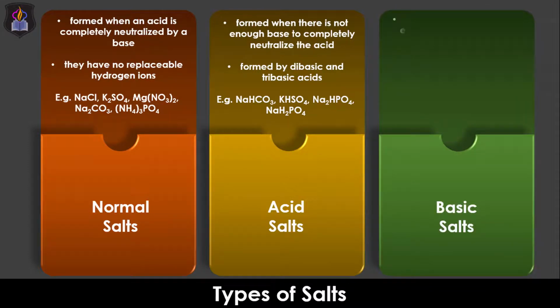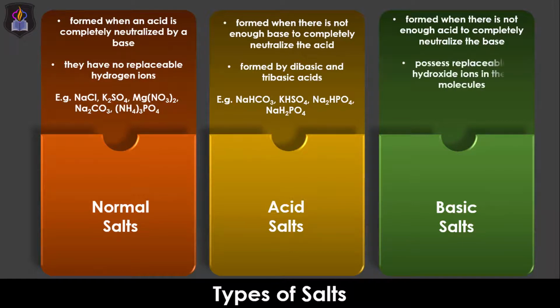A basic salt is formed when there is an insufficient supply of the acid to completely neutralize the base. In these salts, not all the replaceable hydroxide ions in the alkali are replaced by the negative acid radicals. Basic salts are formed by bases that have more than 1 mole of hydroxide ions in their molecules, such as the hydroxides of group 2 and 3 and transition metals. Examples of basic salts are magnesium hydroxide nitrate, zinc hydroxide chloride, bismuth(III) dihydroxide nitrate, etc.